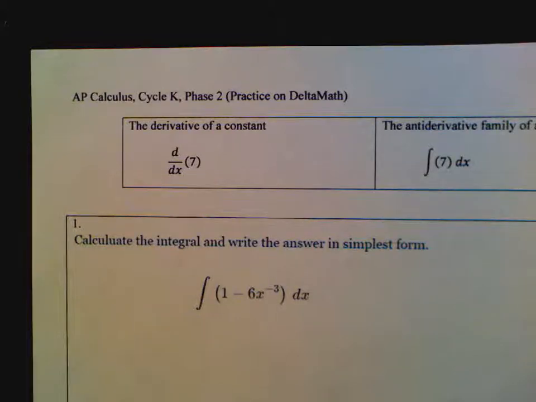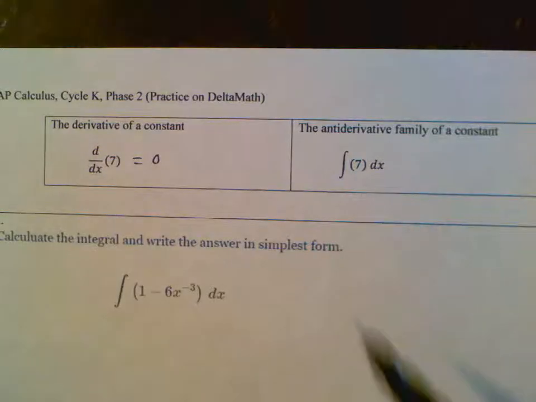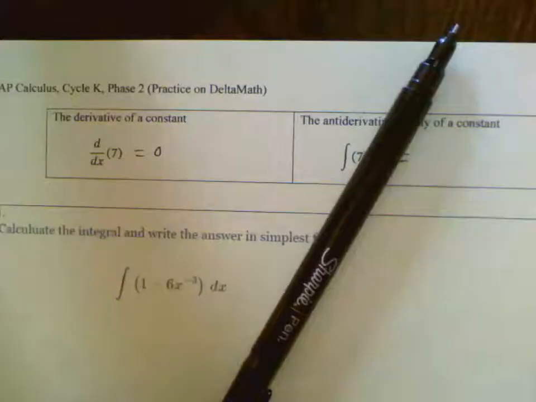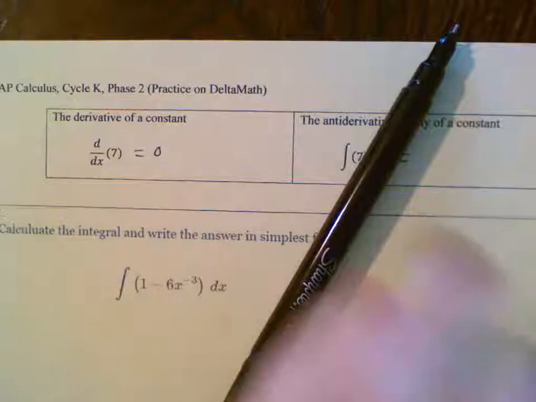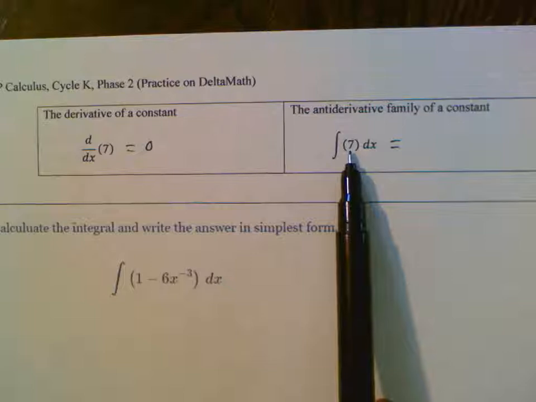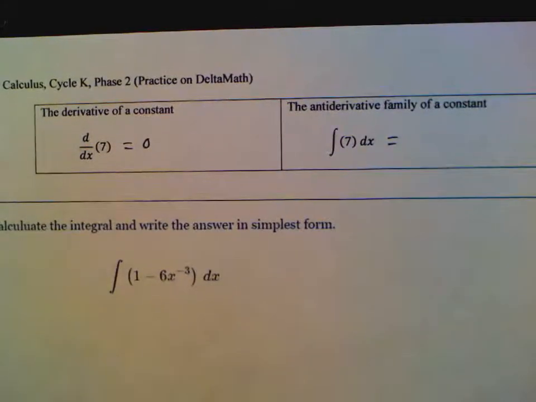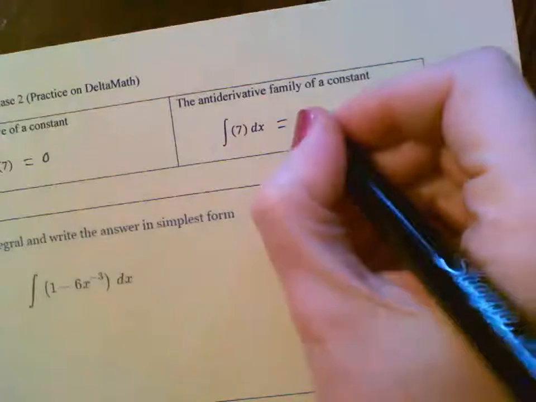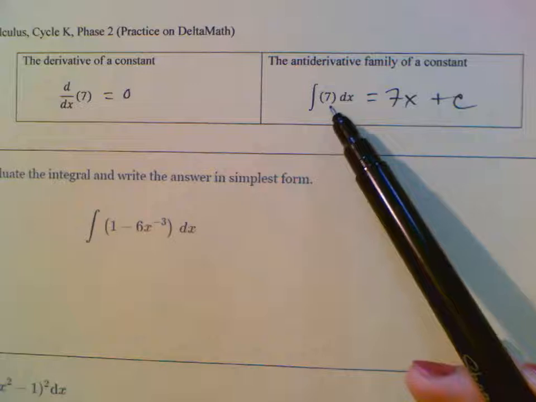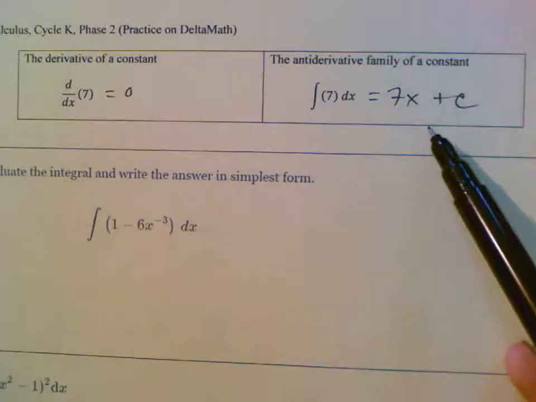So the derivative of a constant we know is 0, but the antiderivative family of a constant, let's think about it. You've got to think of 7 as a derivative. If 7 is the derivative, then what is the original? It would be 7x plus c. It's a family. So the antiderivative of a constant, you just put an x next to the constant.